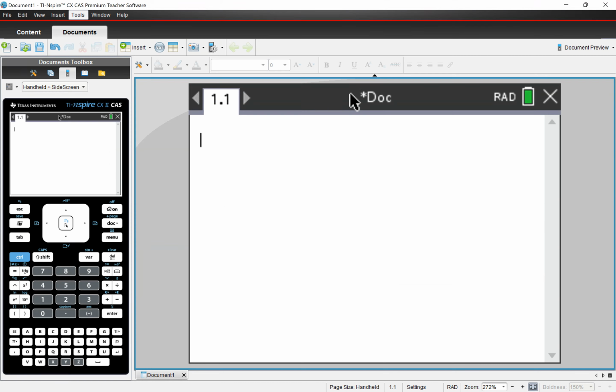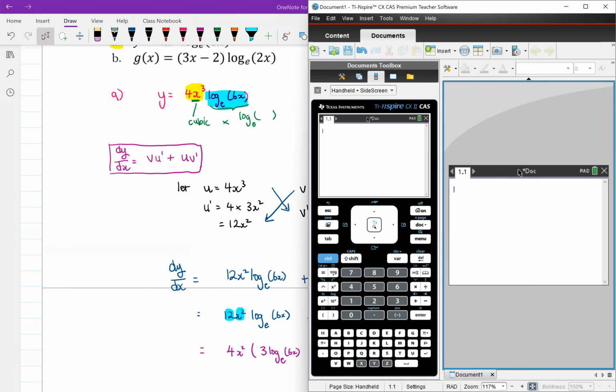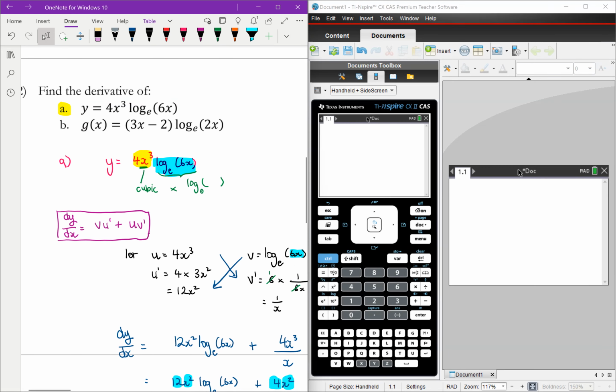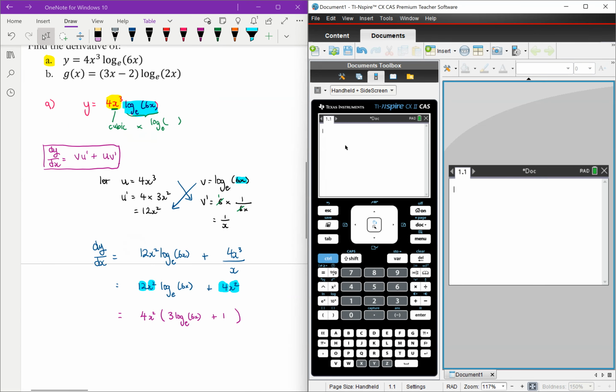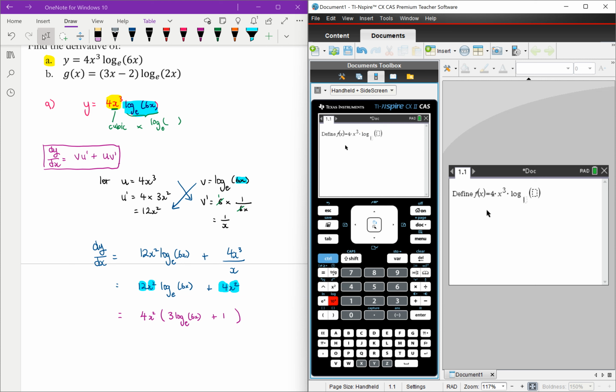As a CAS, we can then do the same thing. Let's do it on a CAS just so that you know how to do it too. I would start off by defining. So menu 1, define f of x is equal to 4 times x cubed times control log. Whoops, should be ln actually. Control ln of 6 times x. And then I would do enter.